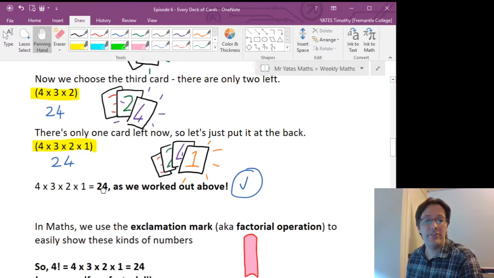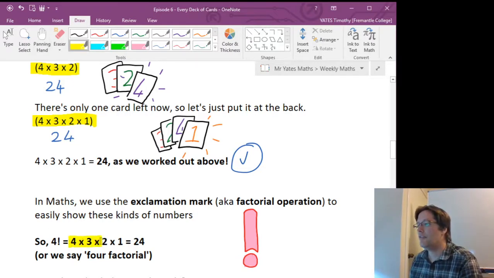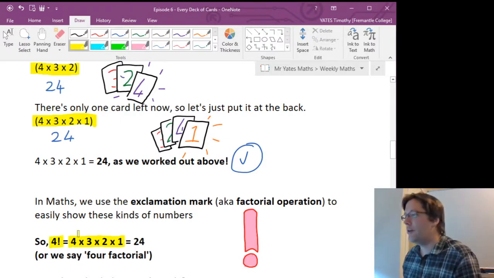And in maths, we use a special symbol. This is called the factorial operation to easily show these kinds of numbers. It would be a little bit tedious every time to have to write out 4 times 3 times 2 times 1. So instead, we use this factorial symbol, 4 exclamation mark, and that means what we've got there.